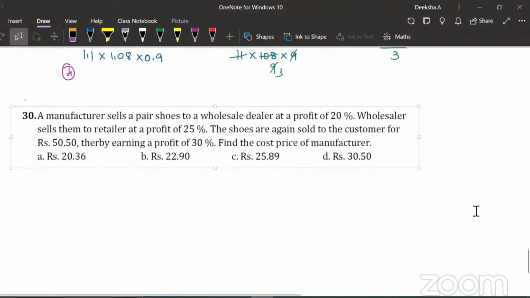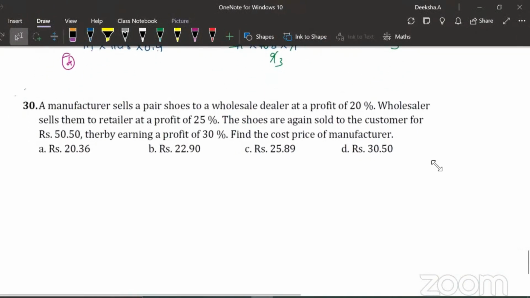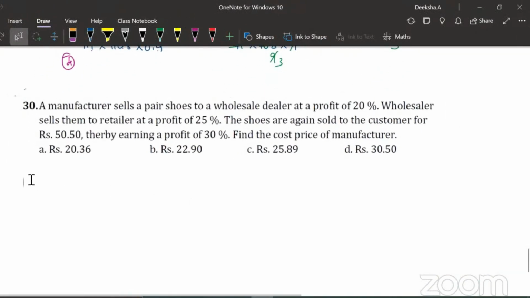So we have a question here. A manufacturer sells a pair of shoes to a wholesale dealer at a profit of 20%. Immediately you should write the percentage factor here. Profit means percentage increase, right? There is a change in percentage, and profit is always an increase, and loss or discount is a decrease. So for a profit of 20%, the percentage factor is 1.2.